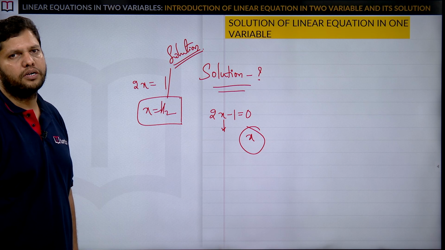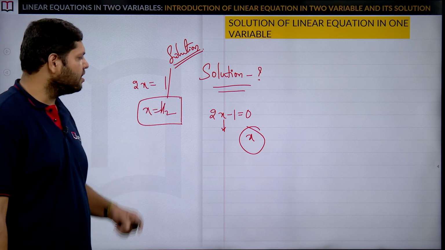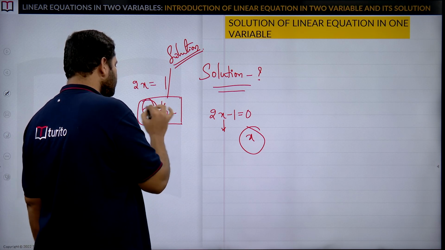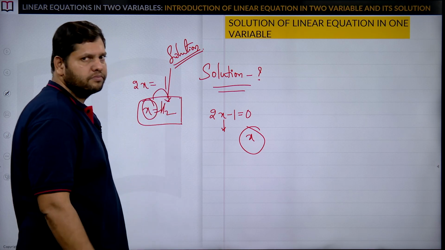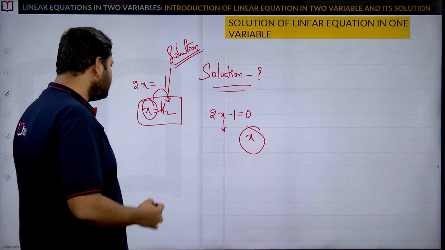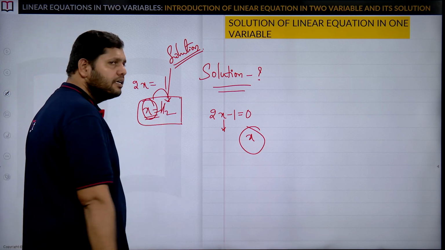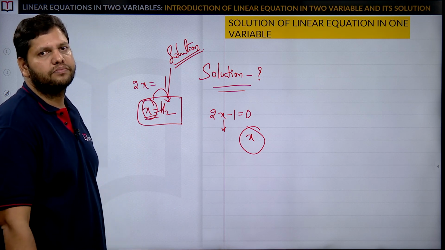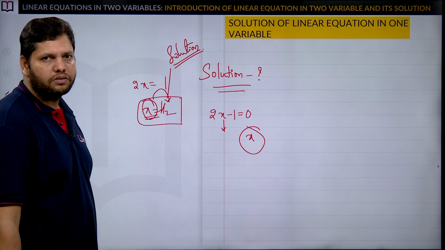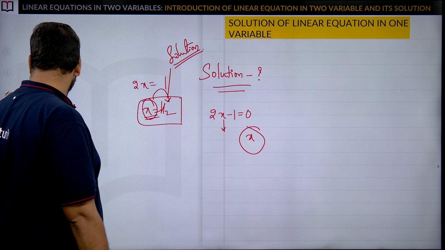Make this point clear, children. Here x is equal to what? I got 1 by 2. First of all, I am finding the value of the variable. So the value of the variable is 1 by 2, children. So x is equal to 1 by 2. So this x value, we can say it is a solution of the linear equation in one variable, isn't it? So I can say the x is a solution. So generally, what does a solution mean, children?